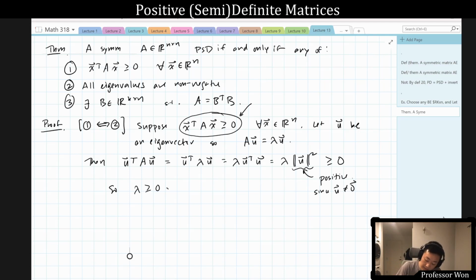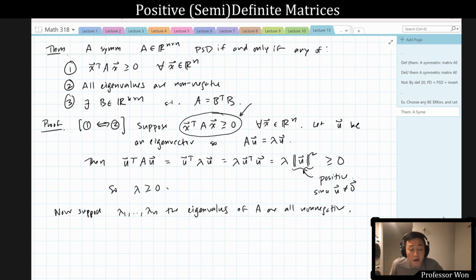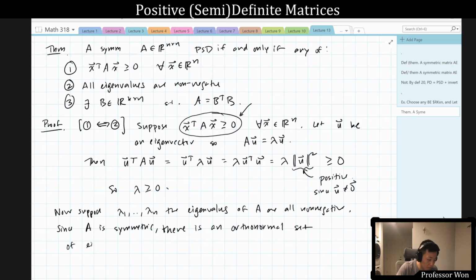Okay, so now let's see the other way. Suppose that lambda 1 through lambda n, the eigenvalues of A, are all non-negative. Now we're going to use the full power of what we saw a couple lectures ago, which is that if you're a symmetric matrix, then you can get an orthonormal set of eigenvectors. Since A is symmetric, we only made this definition for symmetric matrices, there is an orthonormal set of eigenvectors U1 through UN. It's diagonalizable because it has n orthonormal eigenvectors. That was one of the things we learned about symmetric matrices.